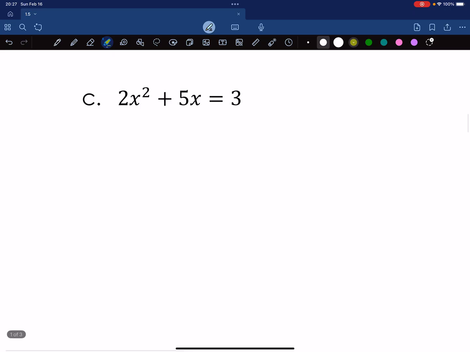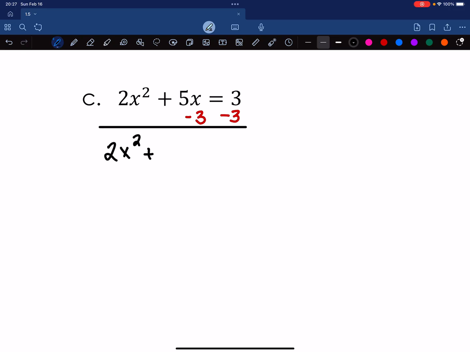Okay, the next one, we see that this needs to be moved over because this is already positive. So we're going to subtract 3 from both sides. That's going to give us 2x squared plus 5x minus 3 equals 0. And now we can go ahead and factor.